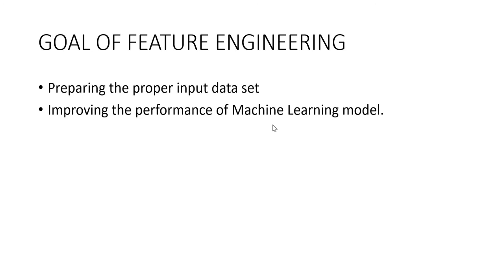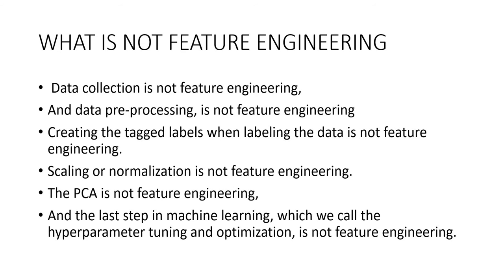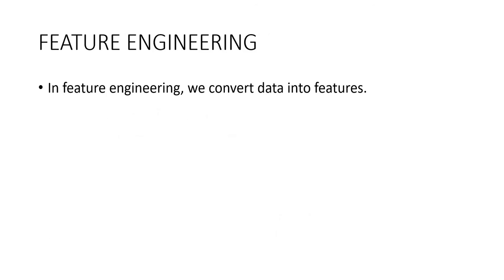Next, we are going to discuss what is not feature engineering. We need to understand that data collection is not feature engineering, and data pre-processing is not feature engineering. Creating the tag labels when labeling the data is not feature engineering. Scaling or normalization is not feature engineering. PCA, principal component analysis, is not feature engineering. And the last step in machine learning, hyperparameter tuning and optimization, is not feature engineering.